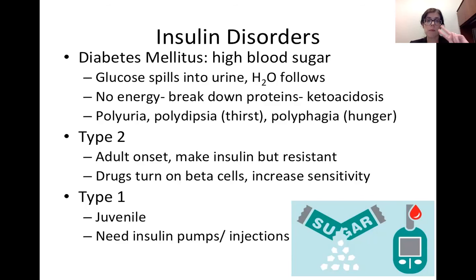There are two major types. Type 2 is the adult onset. This is where you're making insulin, but for some reason your body is not responding to it. You become insulin resistant. And there are drugs that work to turn on those beta cells and increase the sensitivity a little bit. Type 1 is a juvenile onset. This is considered like an immune disorder where you're just not making insulin. And so you're going to need an insulin pump or insulin injections regularly.